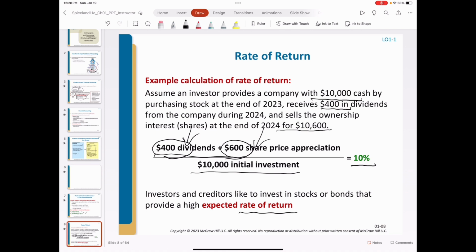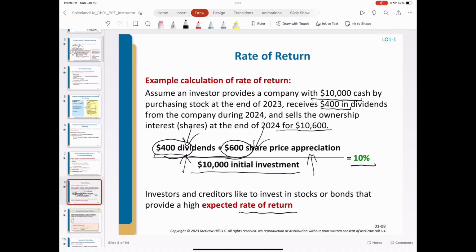The stock price moves according to the company's financial performance, right? So both the dividend growth and the stock price come from the analysis of financial statements. So we use this example to emphasize the importance of financial information.